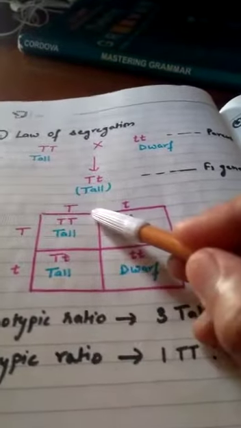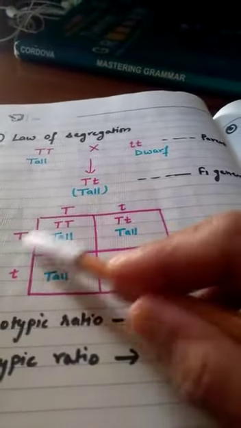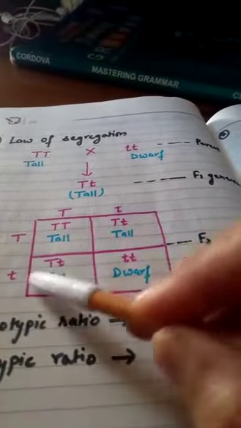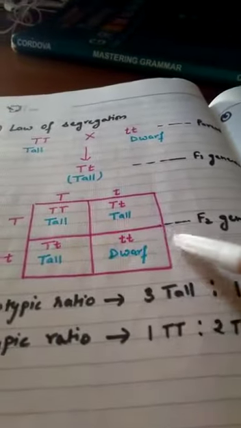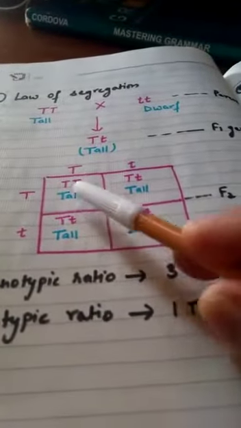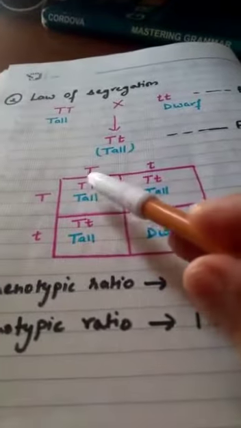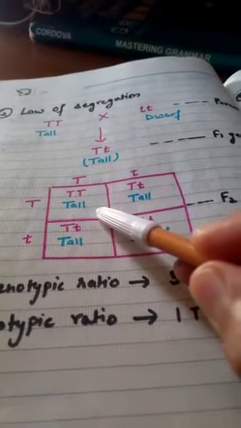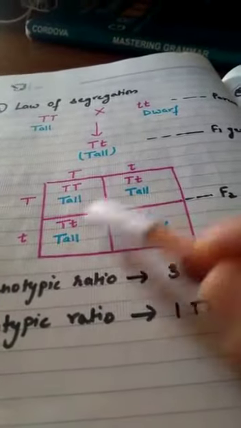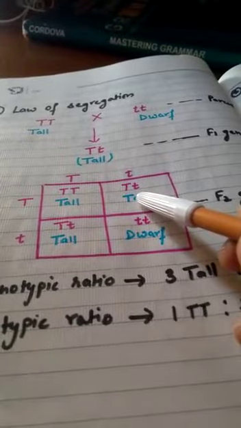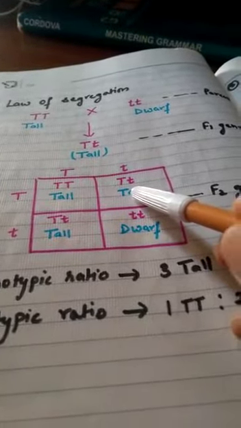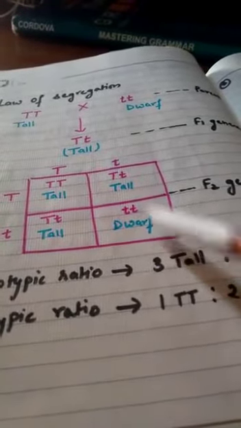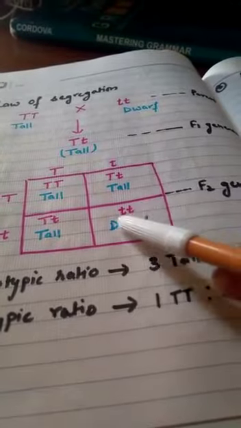Now make a cross between them: capital T, capital T, capital T small t, capital T small t, small t, small t. So you see that in this case one plant is capital T, capital T. It means a homozygous tall plant. Two plants are capital T small t. It means a heterozygous tall plant. And one plant is small t small t. It means it is a dwarf plant, because the recessive character is present in homozygous state.